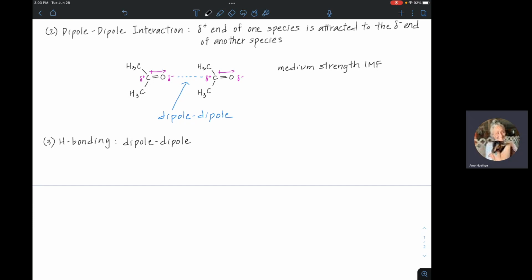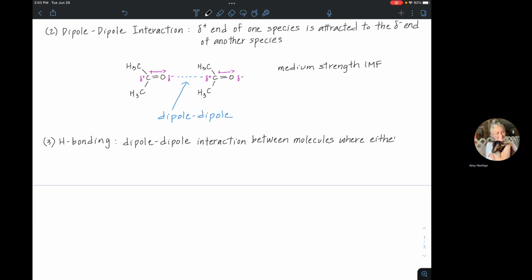And so that dipole-dipole interaction between two molecules that have that setup, that special dipole-dipole interaction, is called a hydrogen bond. So we have a dipole-dipole interaction between, well, I should say between molecules where either an oxygen or a nitrogen is directly bonded to a hydrogen.